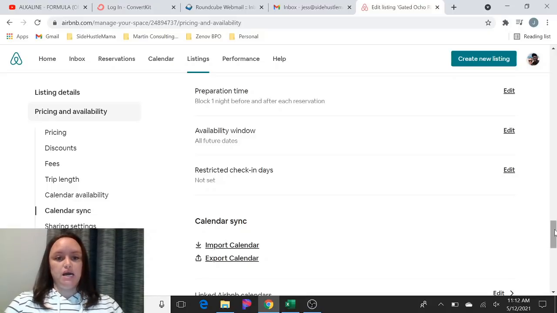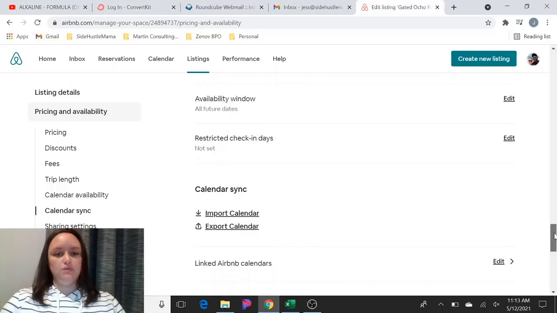So preparation time, I block 1 night before and after each reservation. So for example, I have a guest that's leaving on July 8th. Then I can have that night and the next day to prepare, and then the next guest could come on the 10th. So I have that 1 day in between to get it cleaned and turn around, and especially with COVID, it's nice to have 1 day in between to let the house air out, because I think that makes people a little more comfortable.